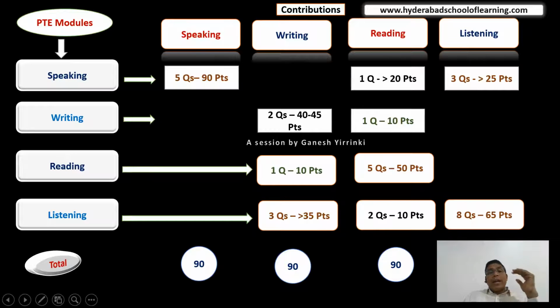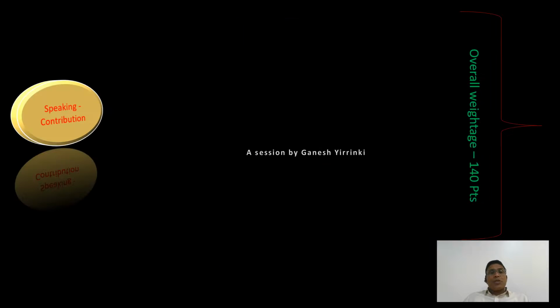How does 90 happen in the reading module? 90 can happen in the reading module because of your performance in speaking, your performance in writing, your performance in reading, your performance in listening. So your performance in all four modules can help you get 90 in the reading module. Whereas you can get 90 in listening because of your performance in speaking and listening module. So three questions in speaking and eight questions in listening module will help you get 90 in the listening module. So let's see now the contributions from each module.